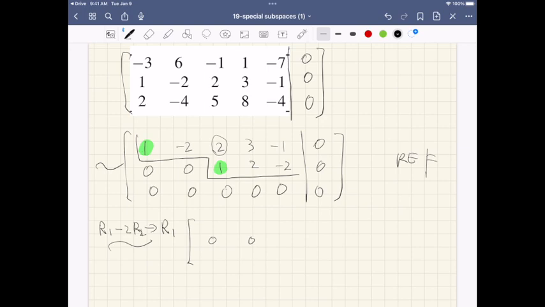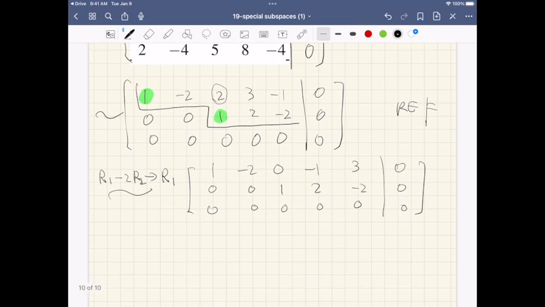So row 2 and row 3 are the same, but row 1 is going to be like this. This is reduced REF because if we put a staircase, those two are pivots, and in the pivot columns, all the remaining entries are killed to 0.